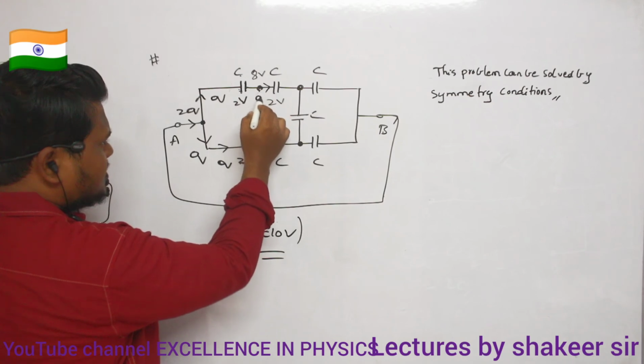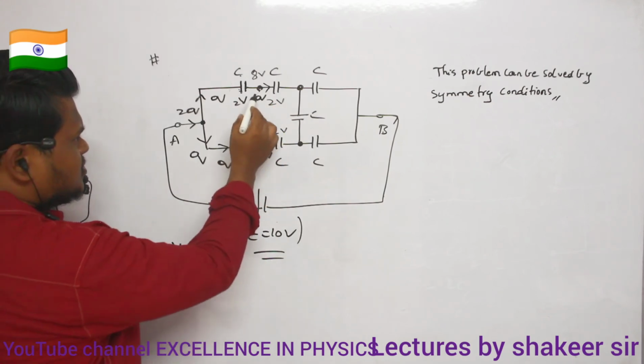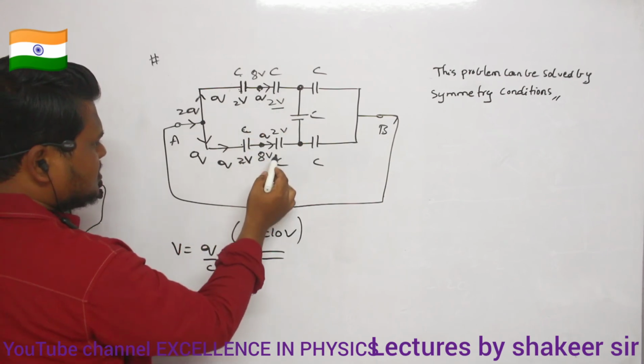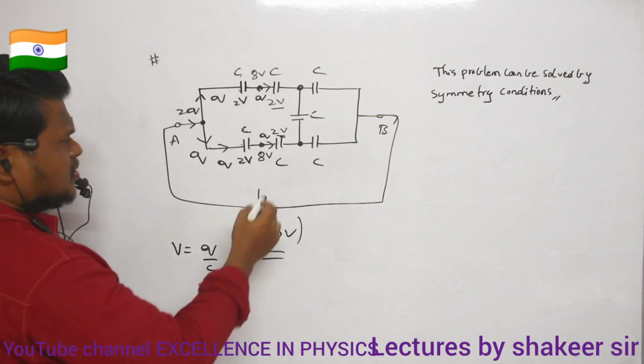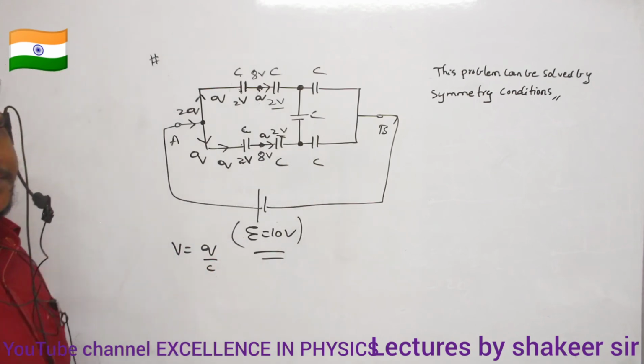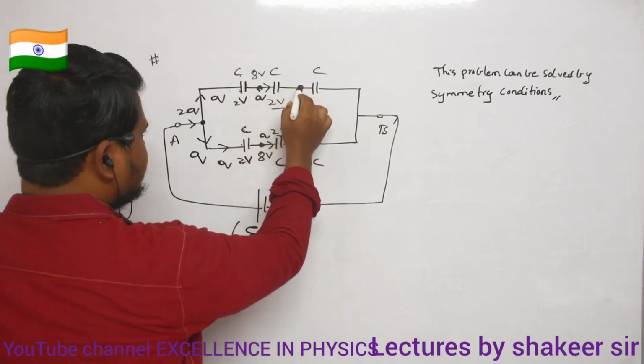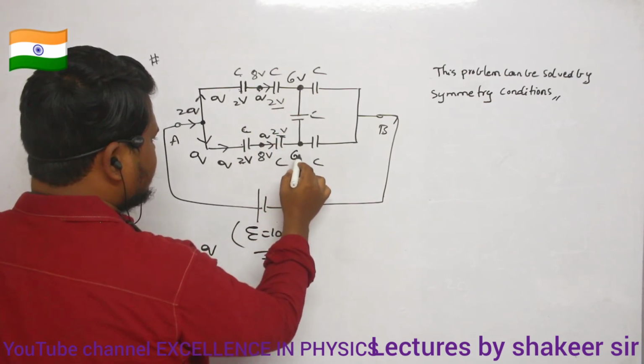Here Q amount of charge is entering, and here also the same Q amount of charge is entering. So this capacitor has taken again 2 volts, and this capacitor also has taken 2 volts. Now what is the remaining potential here? Can you see? Here the potential is not 8 volts. It is 6 volts. Here also it is 6 volts.